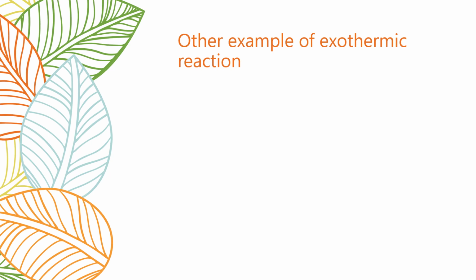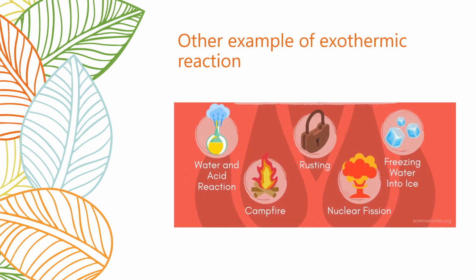Other examples of exothermic reaction: reaction between water and acid. A campfire is combustion. Rusting is exothermic. Freezing water into ice. And nuclear fusion, the bombardment of nuclei. Other examples like neutralization of acid and alkali, combustion of fuel. Combustion of fuel to start heat something for cooking.